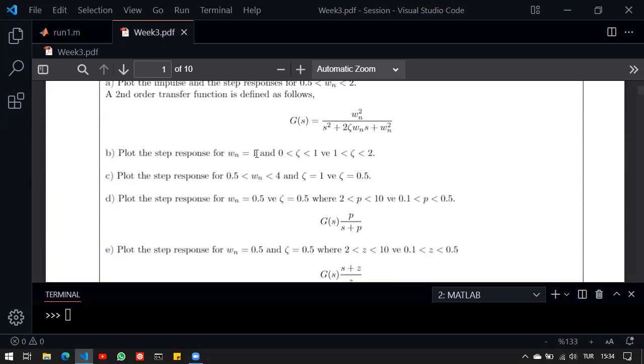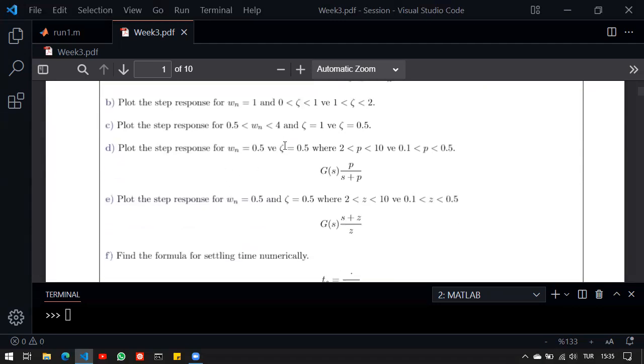For example, if we have omega n equals 1, what happens if we vary zeta between 0 and 1? What happens if we vary it between 1 and 2? And then we will also have the omega n effect again here, where zeta is basically constant. And for a certain omega n zeta pair, 0.5 and 0.5, for example, what will happen if we add a third pole that doesn't affect the gain of the system and change the pole's location between 2 and 10 and 0.1 and 0.5? And we will repeat this for the zero. If we add a zero to this zeta omega n pair, what will happen? How will the step response look like?